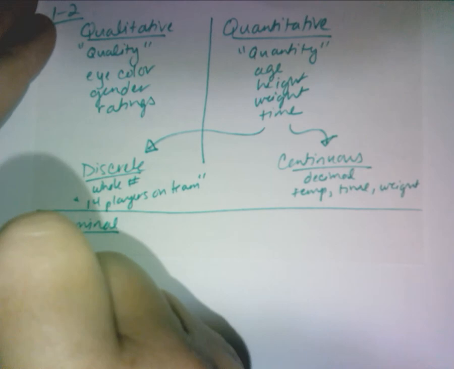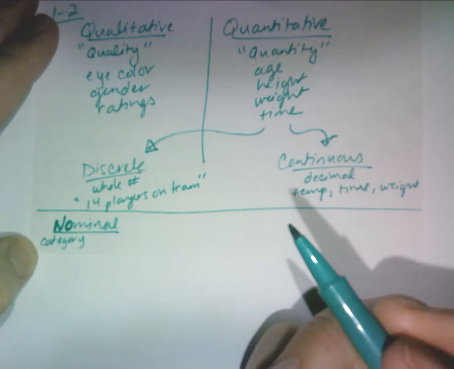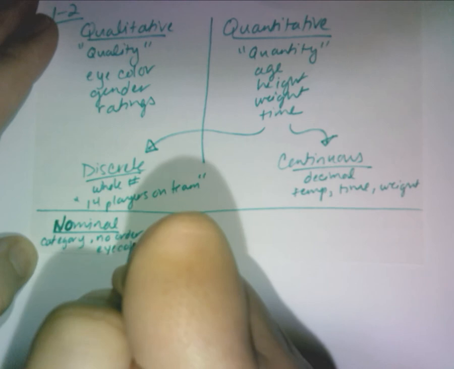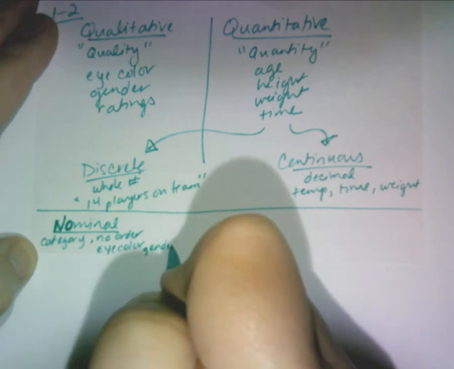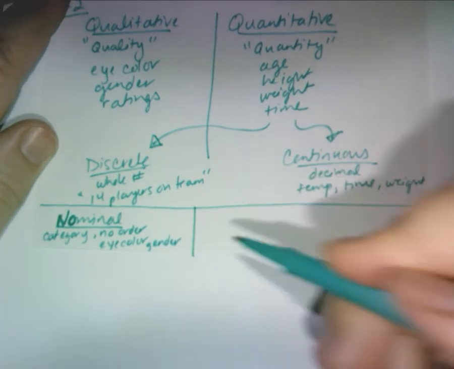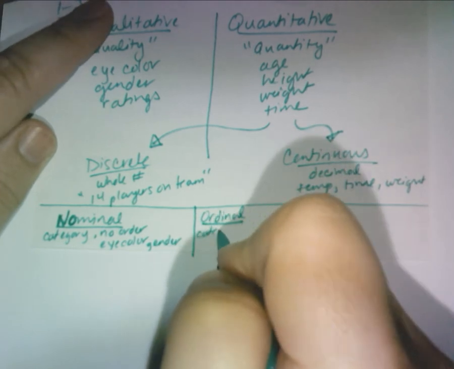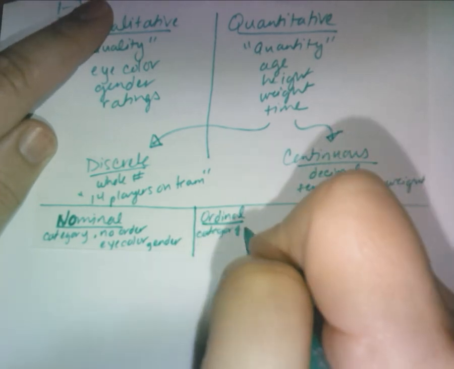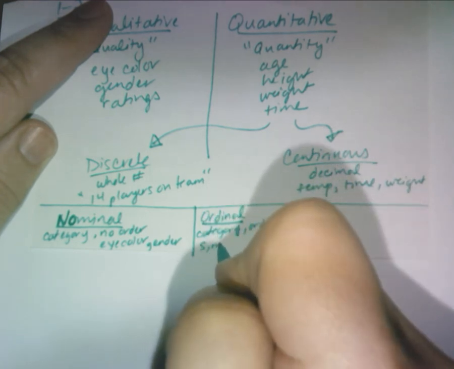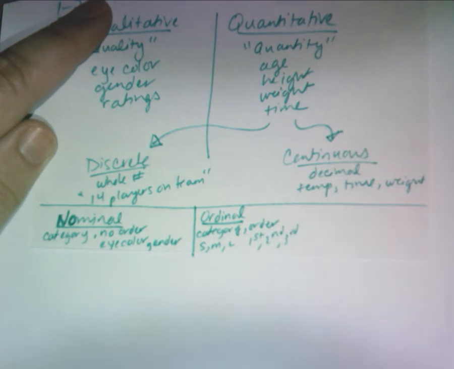Nominal is a category. You can highlight the word no. There's no order in there. No order. Eye color. Gender. Those are the big ones they like to use. Okay. Ordinal. Also a category, but it has order. So small, medium, large, first, second, third.